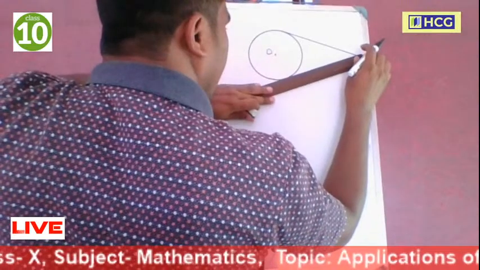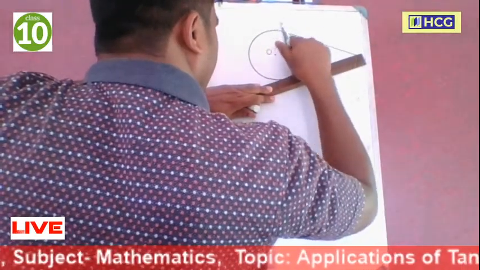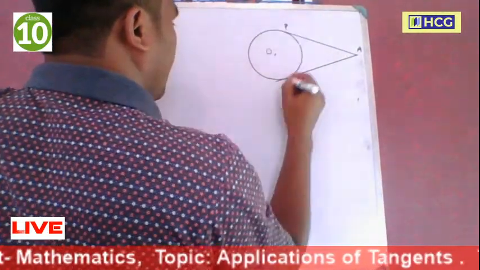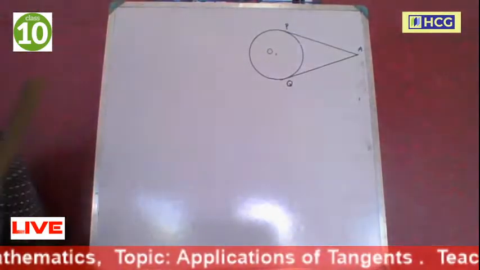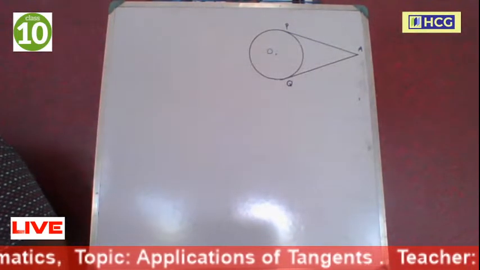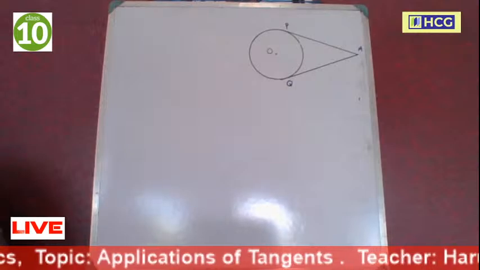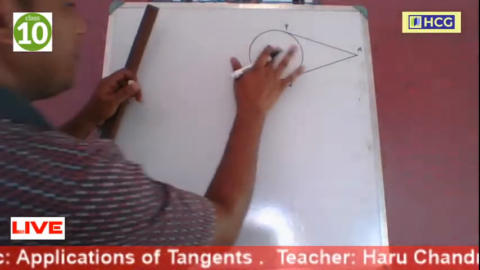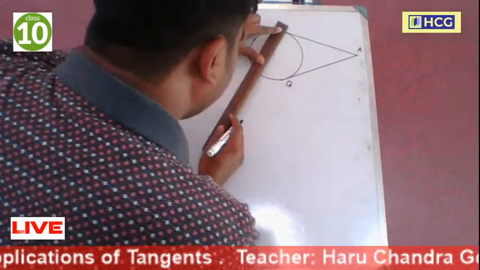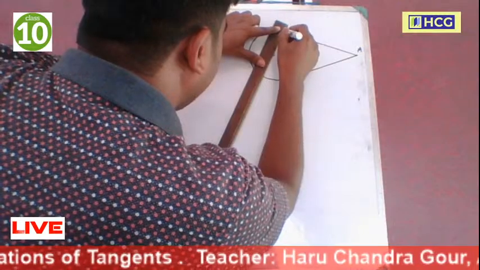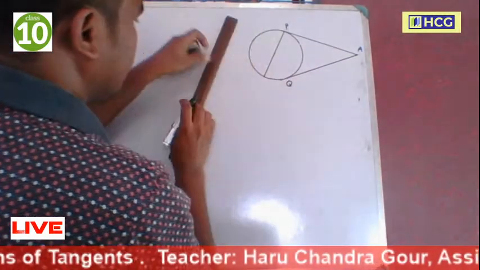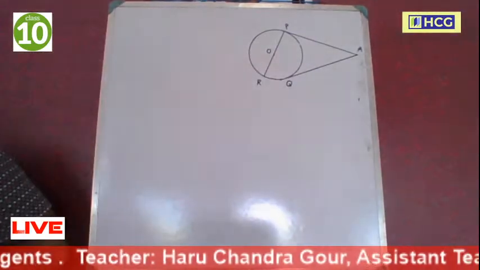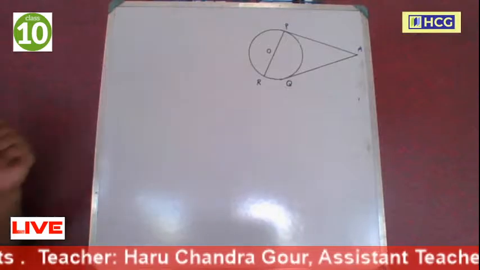This is the point A. AP and AQ are two tangents at the points P and Q. P and Q are the points of contact and PR is a diameter. A diameter always passes through the center of the circle. So PR is a diameter. This is the point R. This is the point O. Let us prove that OA is parallel to RQ.